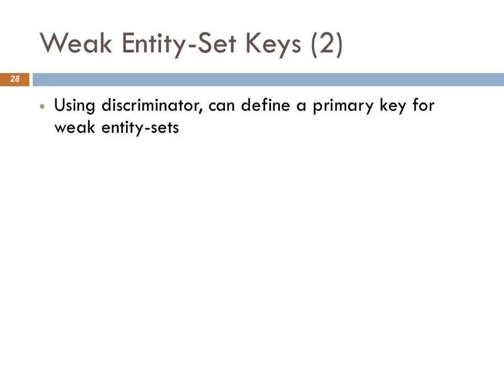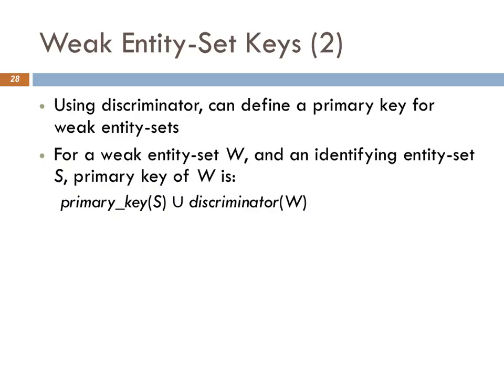And so once we have a partial key, we can use that in combination with the strong entity set, and that gives us our key for the weak entities. So for a weak entity set W and an identifying entity set S, because it's strong, the primary key of W is going to be W's discriminator, or W's partial key, unioned with the primary key of S. Okay? And again, checking accounts are a great example of this.